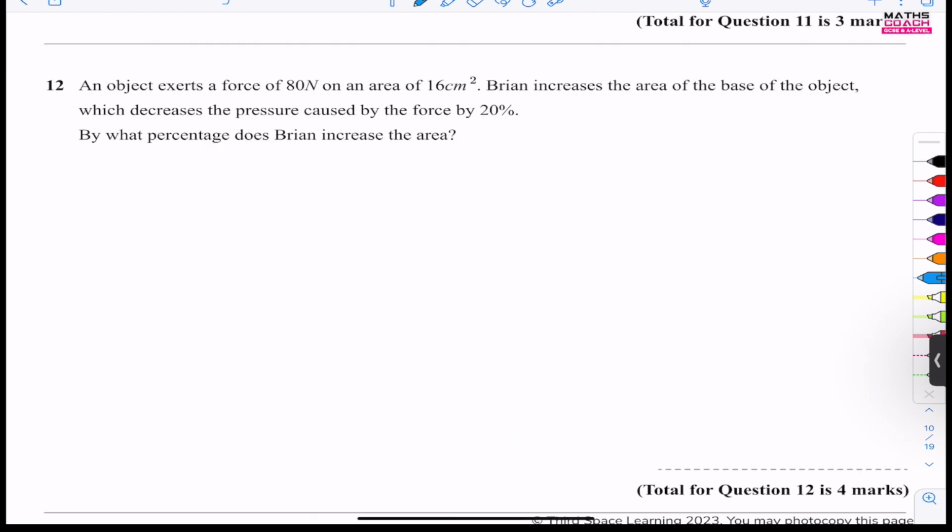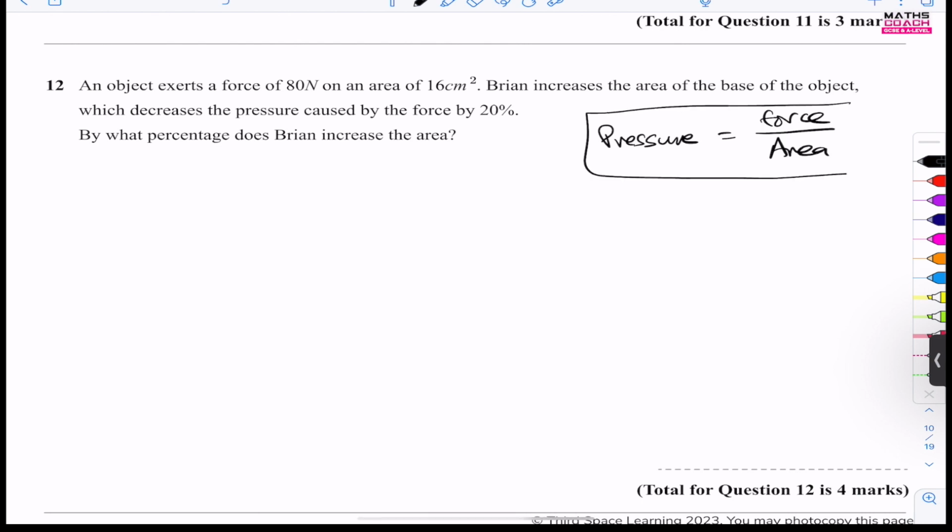Question 12. An object exerts a force of 80 newtons on an area of 16 centimeters squared. Brian increases the area of the base of the object, which decreases the pressure caused by the force by 20%. By what percentage does Brian increase the area? All right, so we need a formula here. The formulas are usually given to you. So this formula will be in the corner of your exam. So it's not on this one, but I'll just write it in.